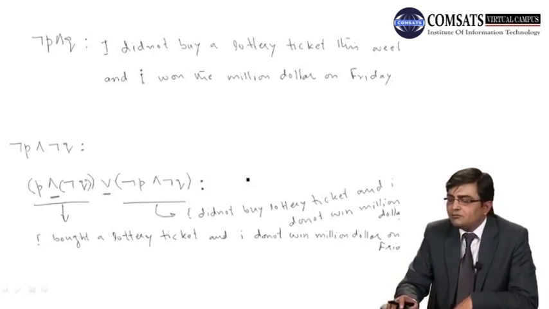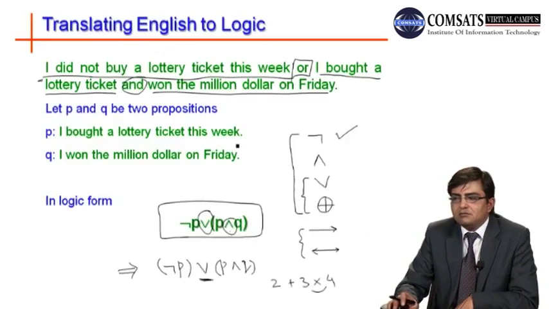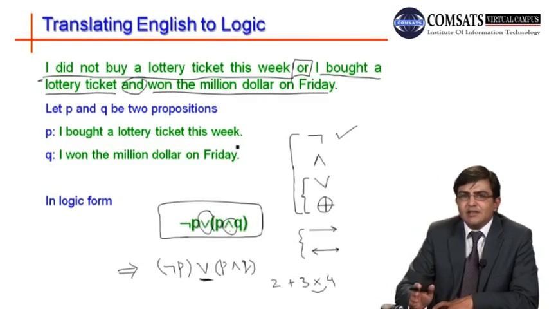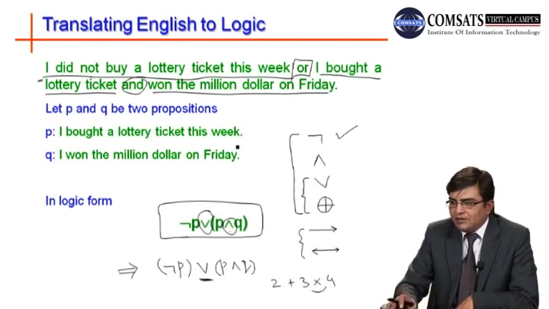Now I hope you have understood how we translate a logical expression to English and an English expression into logic. So one thing to remember here is that please consider the preference of the operators: not, and, or, and exclusive or.